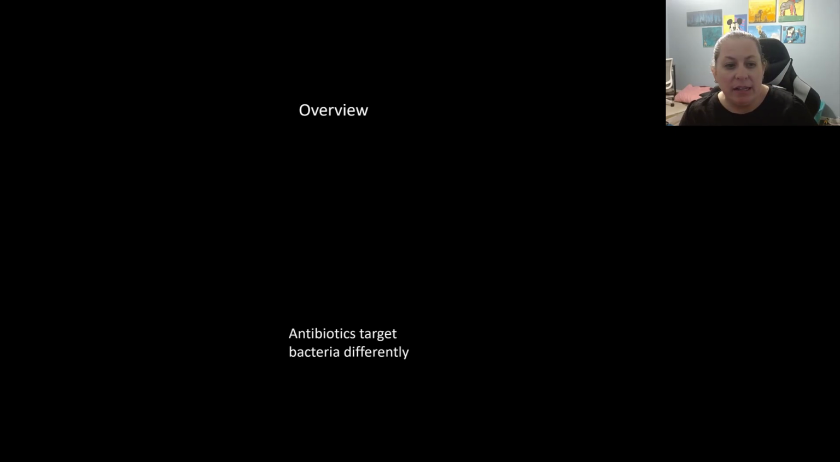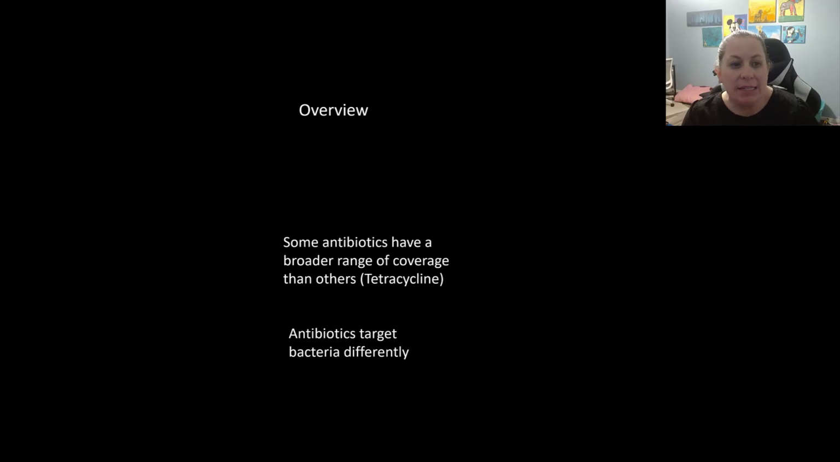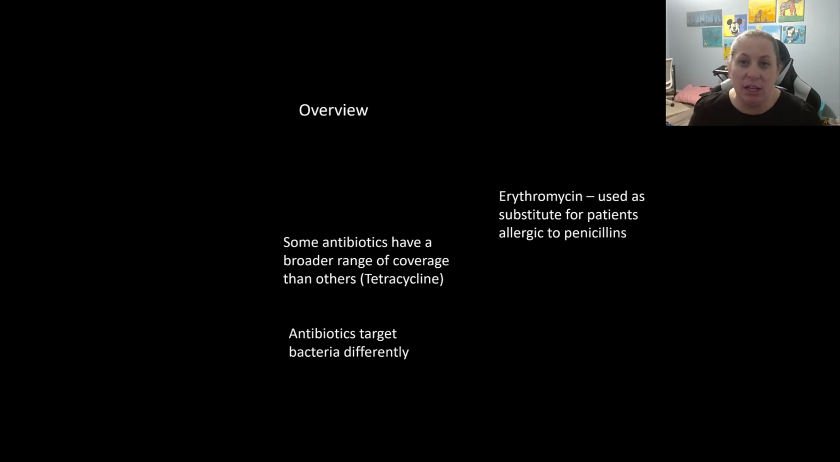All right, so just a quick overview. Remember that antibiotics target bacteria differently, depending on if it attacks the cell wall, the plasma membrane, or protein synthesis. It depends on the type of antibiotic. Some antibiotics have a broader range of coverage than others. An example that has a real broad range is tetracycline. Remember that erythromycin is used as a substitute for patients who are allergic to penicillin. So that's one we can use if you're allergic to penicillin.